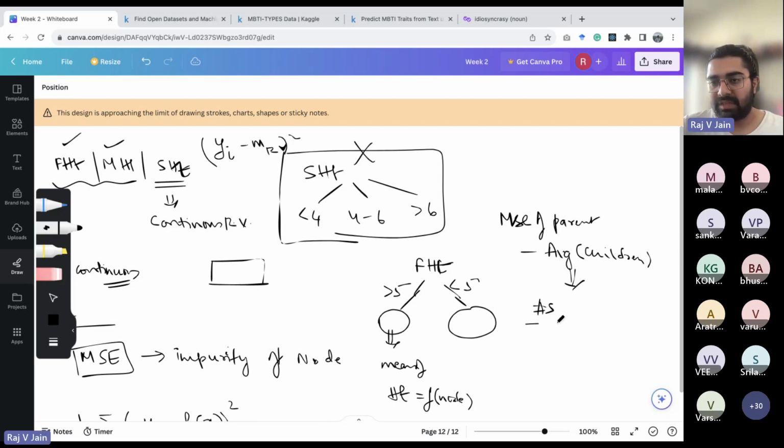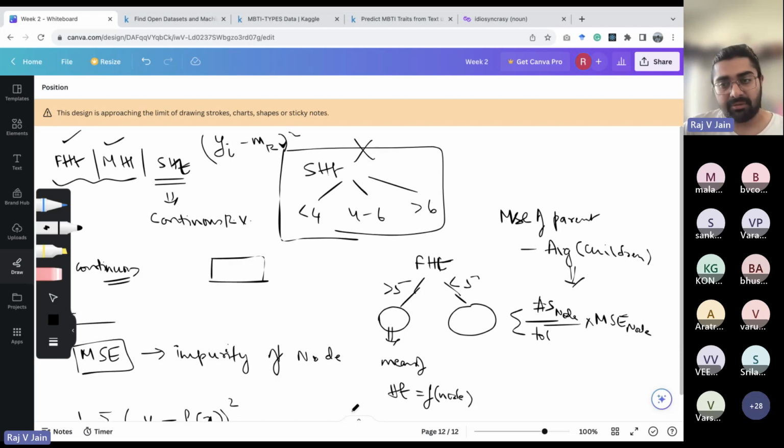So the number of samples in the child node divided by the total samples in that node, multiplied by the MSE. Take the summation over all possible nodes, right? Okay, is this clear? So this is how you can use the same decision tree algorithm, but for regression.